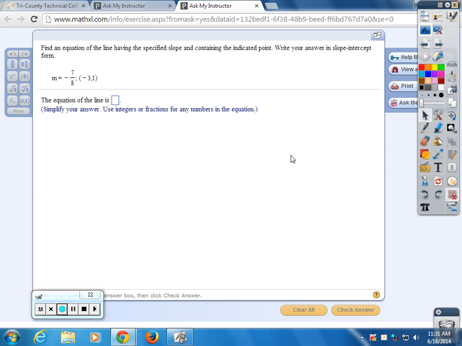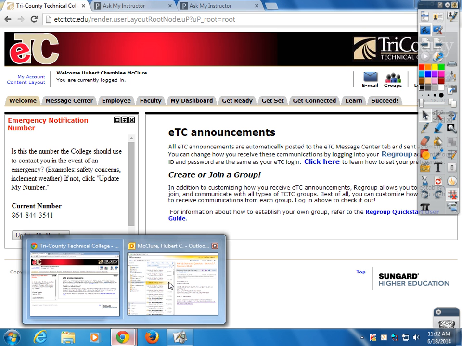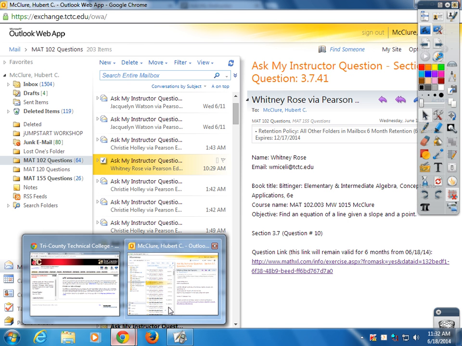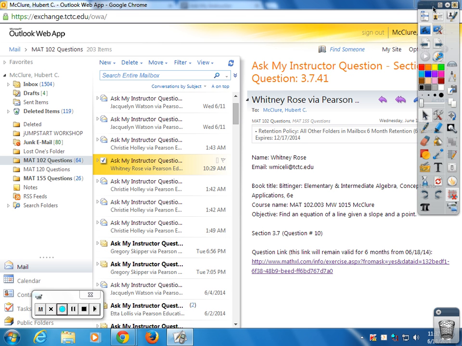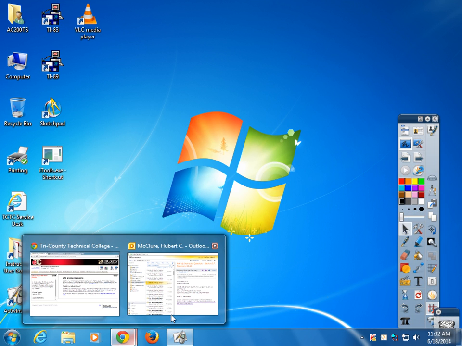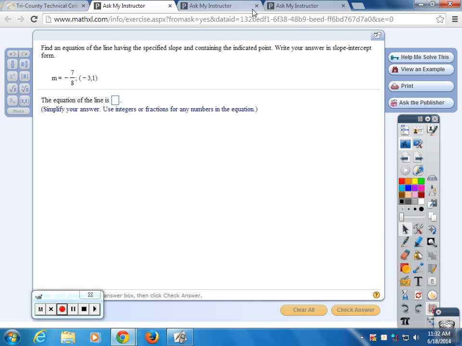So this one says, and I gave you the number again, this is 3.7, 41/10. It disappeared, went away. Okay, I guess I'll just pull it up again. Find an equation of the line having the specified slope and containing the indicated point.